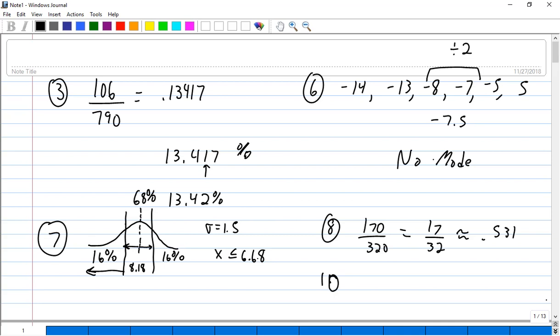That's number 10. You can put that in, or if you put that in as a decimal, I believe you get 0.0556.